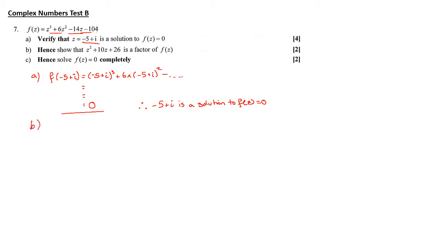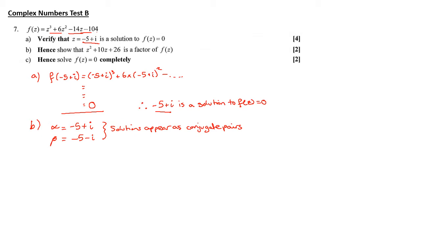Now, hence, we are using the fact that minus 5 plus i is a solution. We've just shown that minus 5 plus i is one solution. We can deduce from that that another solution is minus 5 minus i, because solutions appear as conjugate pairs. Based on this information, there are two different ways to show part B.